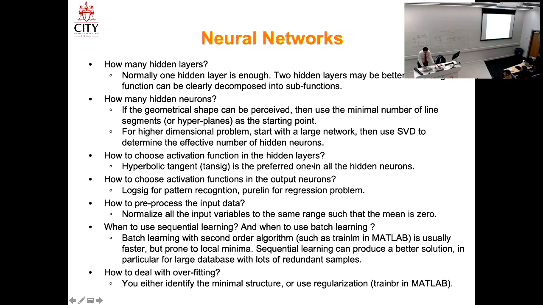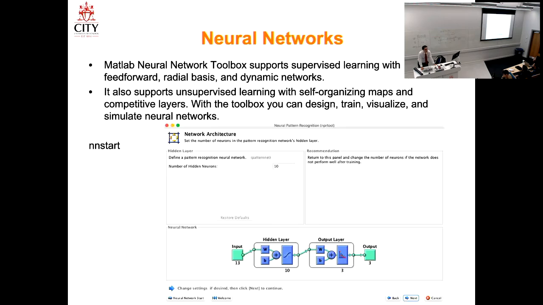And you can use regularization, which we will talk about a bit more when we talk about deep learning. So in MATLAB, you just call nnstart, and it generates a graphical user interface for you. And you can choose the number of layers you want, the activation functions you want, and you feed your input data and press run. You define how many iterations you want your network to run. So you need a stopping criteria.